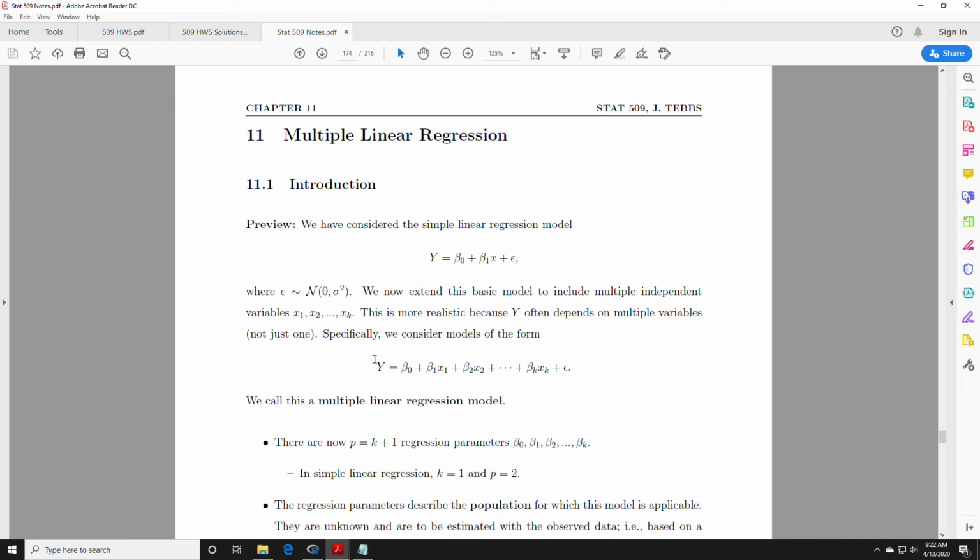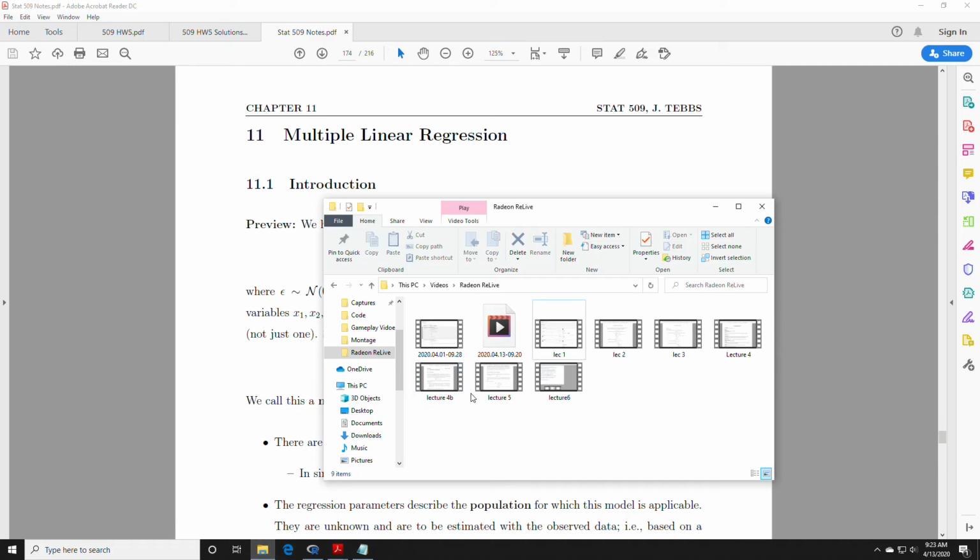Okay, so the premise of it is really no more complicated than that. And a lot of the math we're really not going to get into. So for the purposes of this class, I think understanding multiple linear regression really isn't all that much more difficult than understanding simple linear regression.